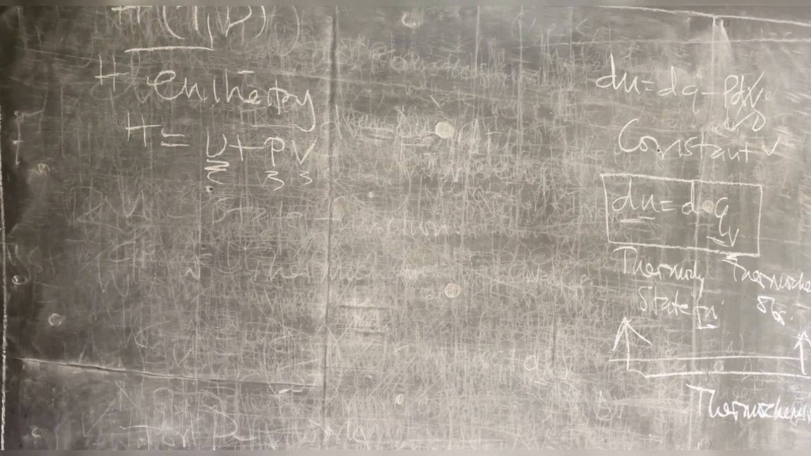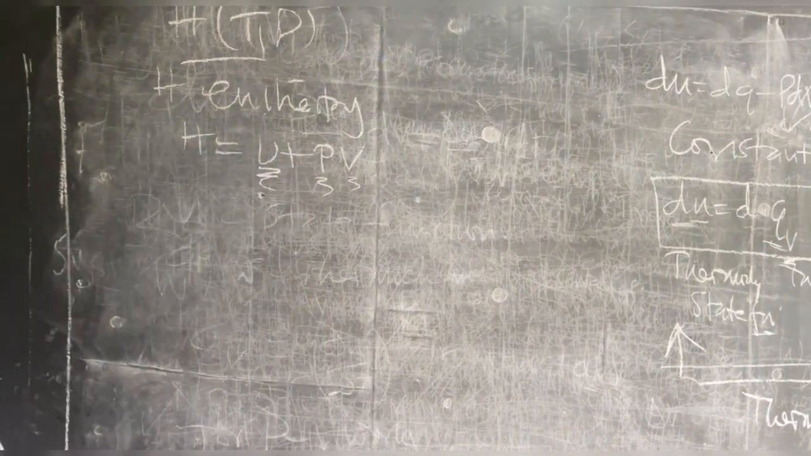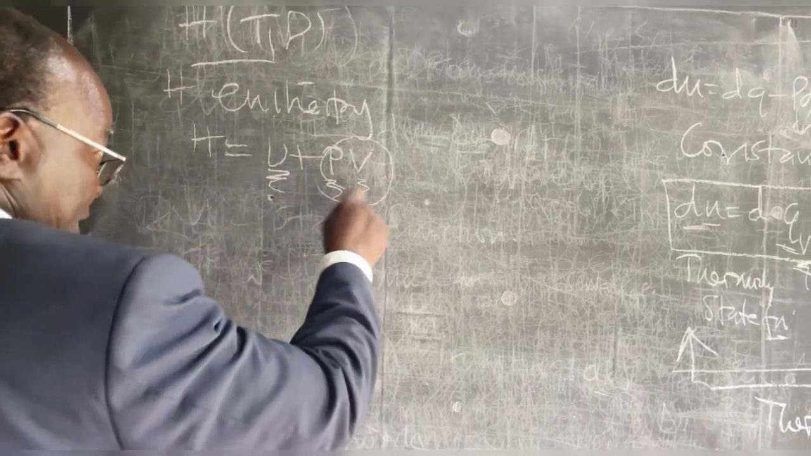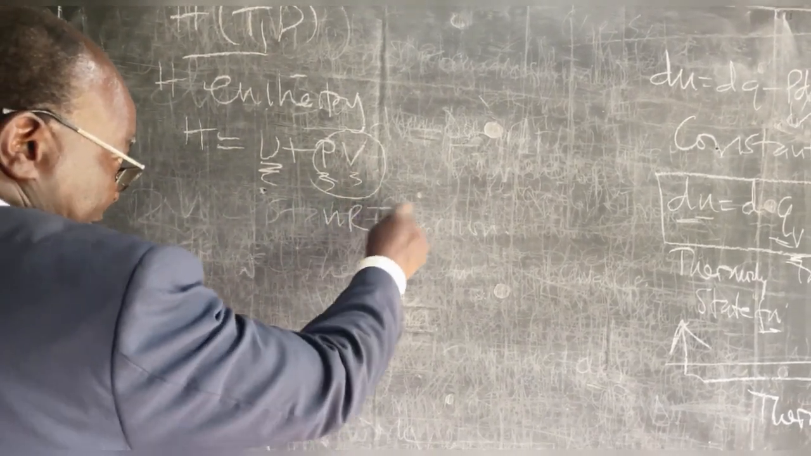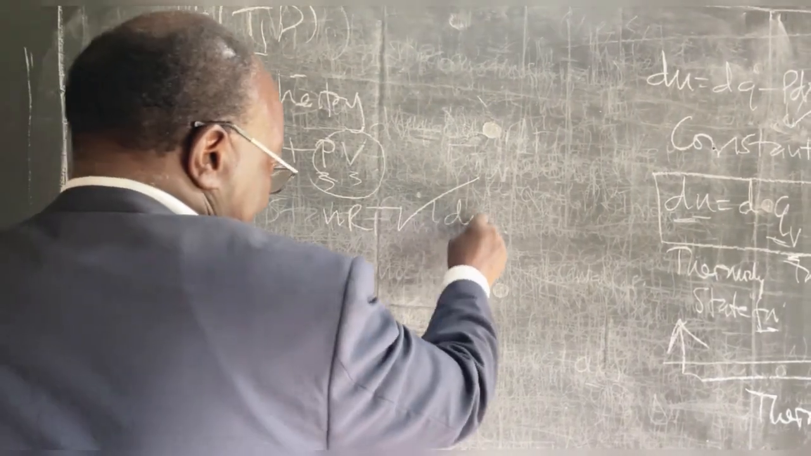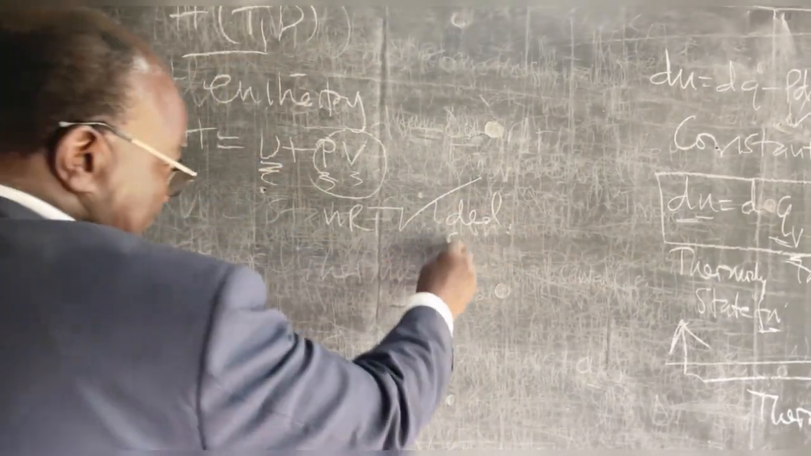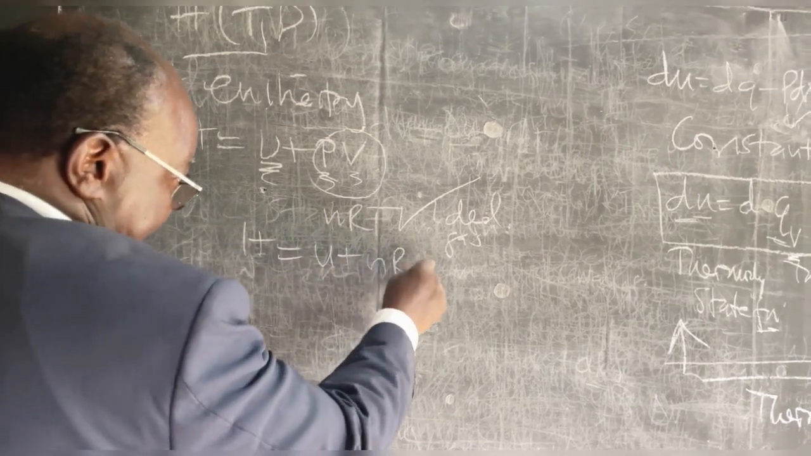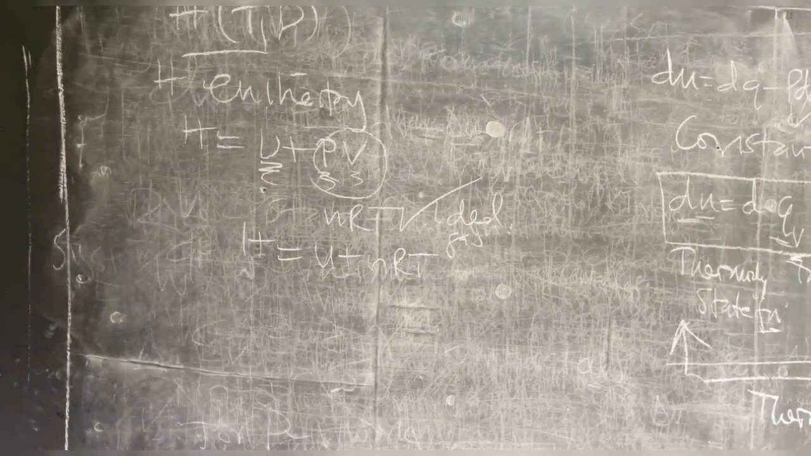Notice that when you're talking of H equals U plus PV, don't always assume that this PV is nRT. That is only true if you are dealing with an ideal gas. If you are dealing with an ideal gas, then in that particular case, H can be U plus nRT. Otherwise, it is just the pressure and volume of the system.